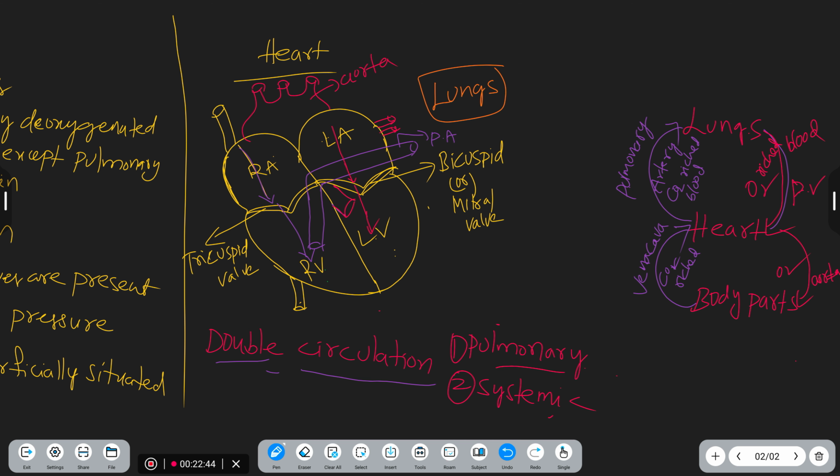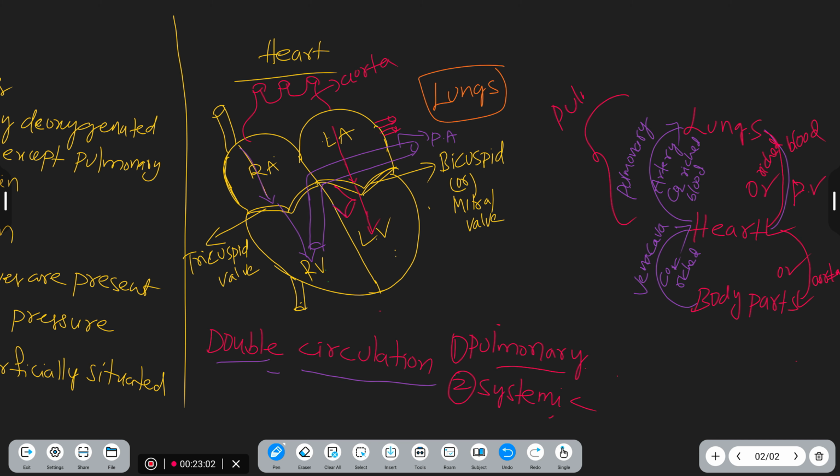Clear? Understood? So now you have to write the pulmonary circulation. What you have to write? From the heart, deoxygenated blood is carried by the pulmonary arteries to the lungs. Okay? So this you can simply say pulmonary. So this is the pulmonary circulation, and this is the systemic circulation. Understood? Up to here clear? Sure? Okay.